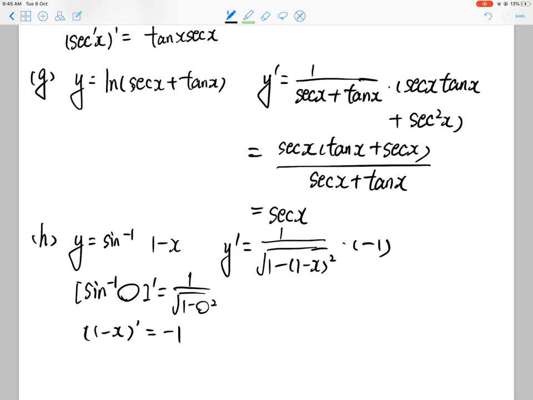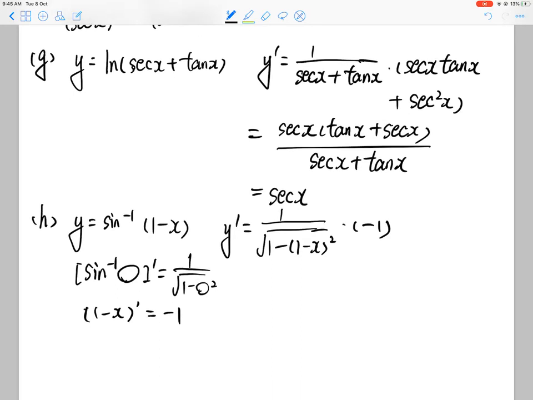Alright, so that's all for this part. This part is just chain rule and implicit differentiation.